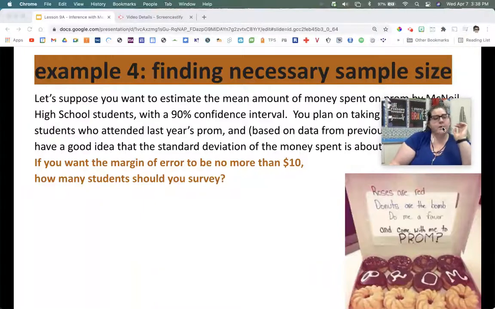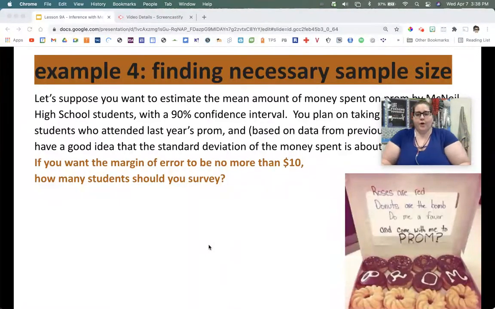Hello, hello. So I'm here to do the second part of the Lesson 9A video where we talk about finding a necessary sample size. So when we are given a margin of error and we want to find what sample size we would need in order to get that certain margin of error.